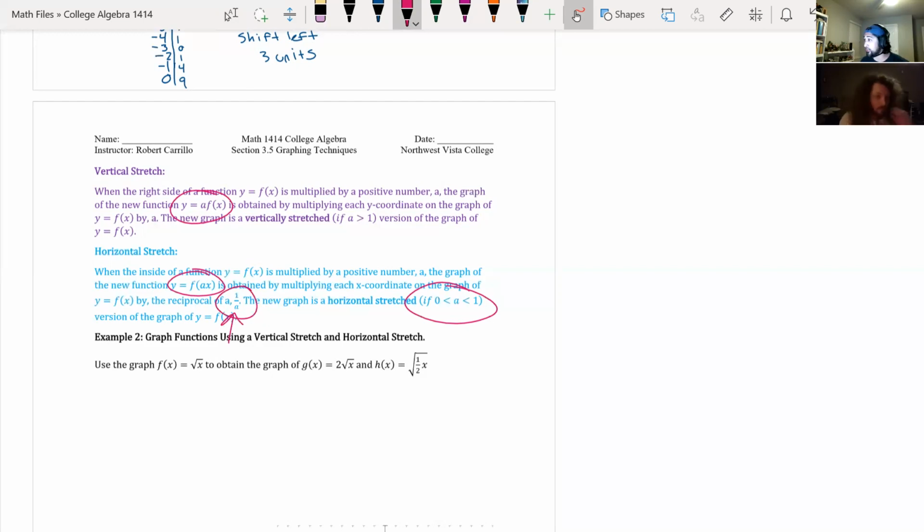So vertical transformations are straightforward. Whatever number times our function, we'll vertically stretch it. Horizontal stretches, whatever number is inside the function, you're going to multiply by the reciprocal. And it's a stretch if that number is between 0 and 1. So horizontal stretches, I just say always think opposite.